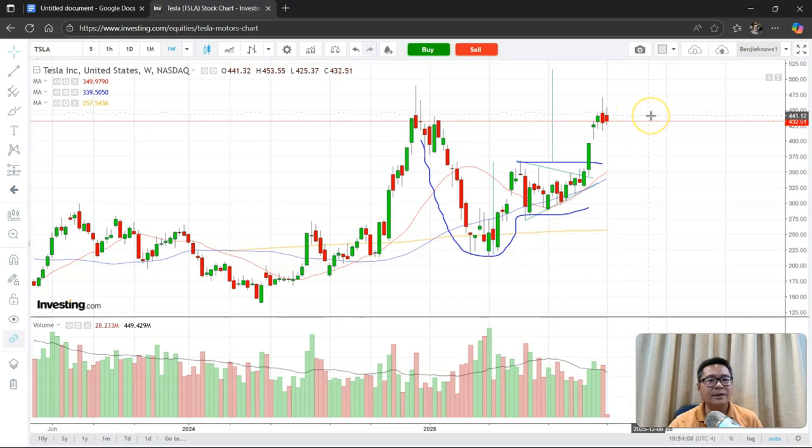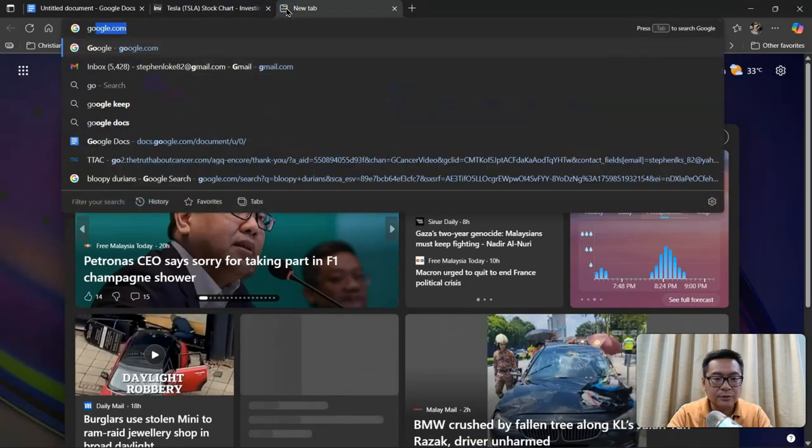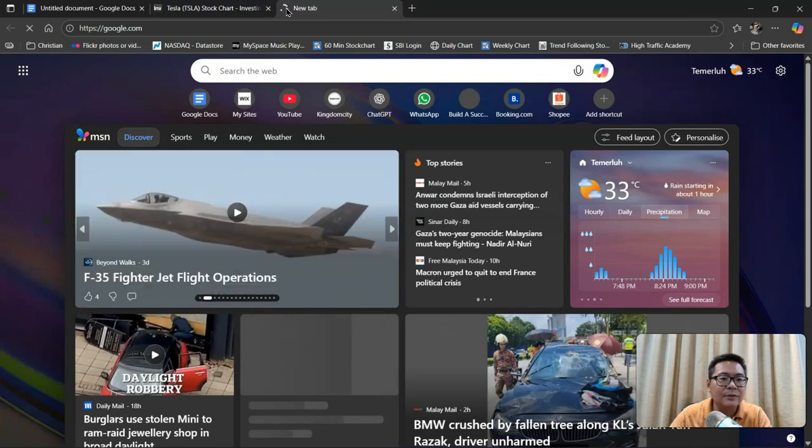I think it's waiting for results in another 2 weeks. Who knows? Maybe after the earnings result. Correct me if I'm wrong, but I saw something on investing.com saying that Tesla is going to have earnings soon. Never mind, let's just go to Google and check.